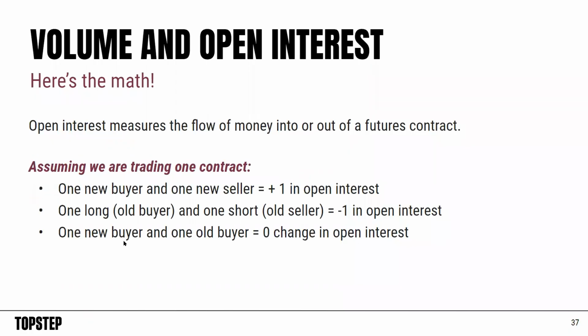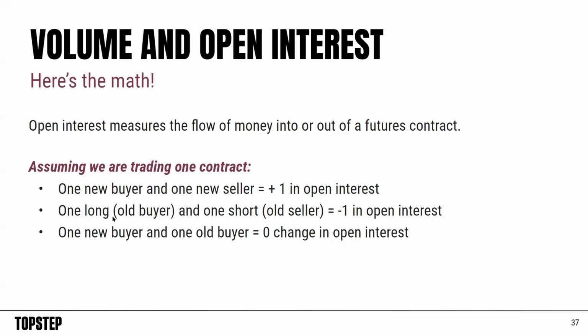Okay, now here's the way open interest works. It measures the flow of money into or out of a futures contract. Assuming we're trading one contract, one new buyer who's flat and one new seller who's flat trade in the marketplace, they have created a new contract, and that's going to be +1 in open interest. So it's not that one new buyer and one new seller add 2 to open interest. It creates one contract.